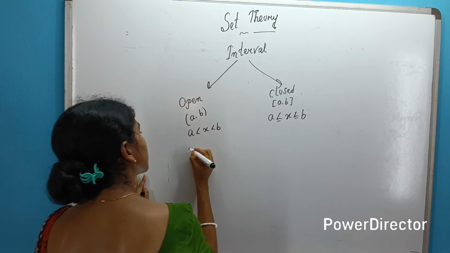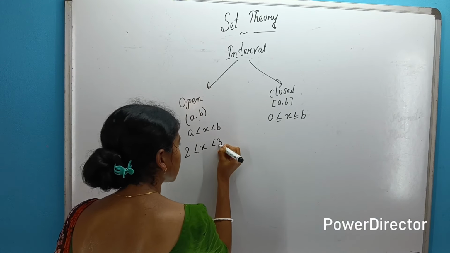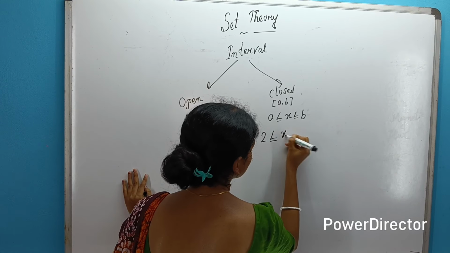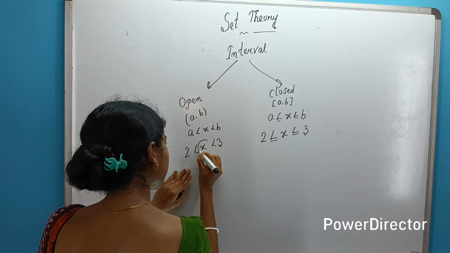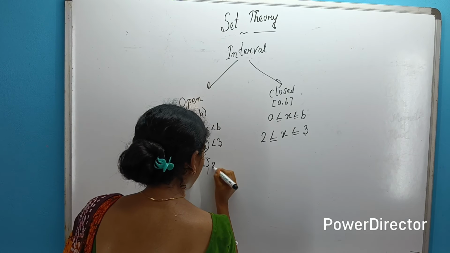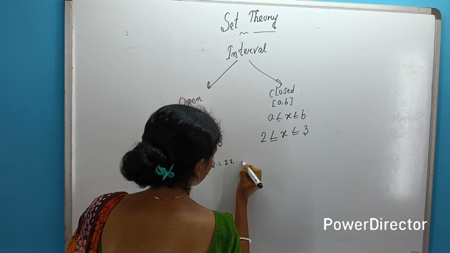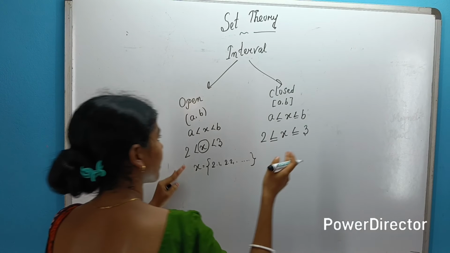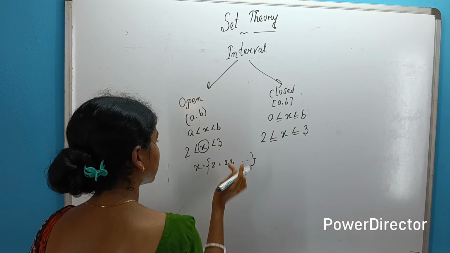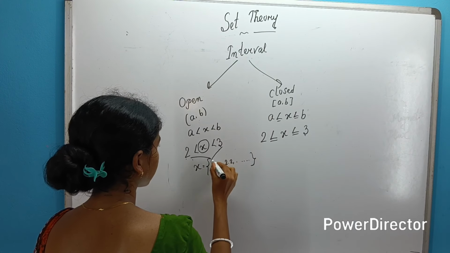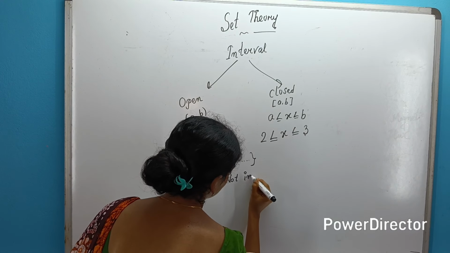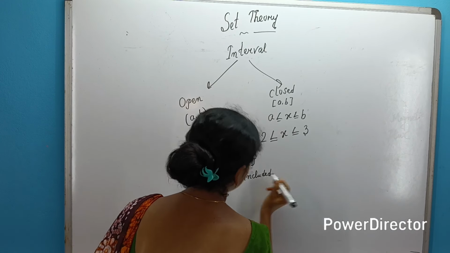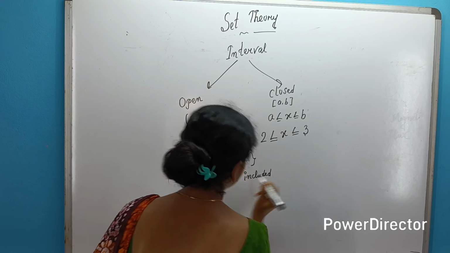That means if we consider 2 less than x less than 3, and this is considered as 2 less than or equal to x less than or equal to 3, then in the first set the x values will be 2.1, 2.2, anything, 2.9 or 2.999, but 2 or 3 would not be included. The lower limit and upper limit are not included in an open interval.